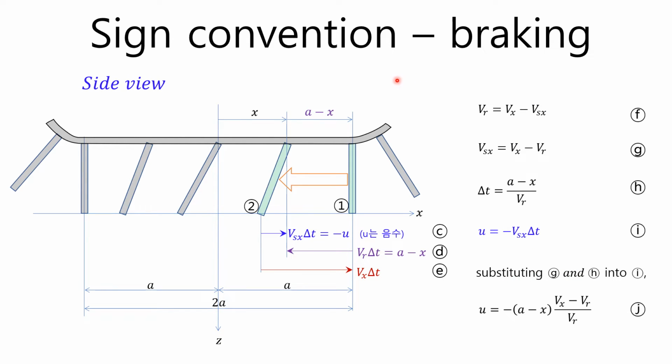As derived from the previous video number E54, equations f, g, h can be obtained from the above explained relationship, and the equation j can be obtained by substituting equations g and h into equation i.